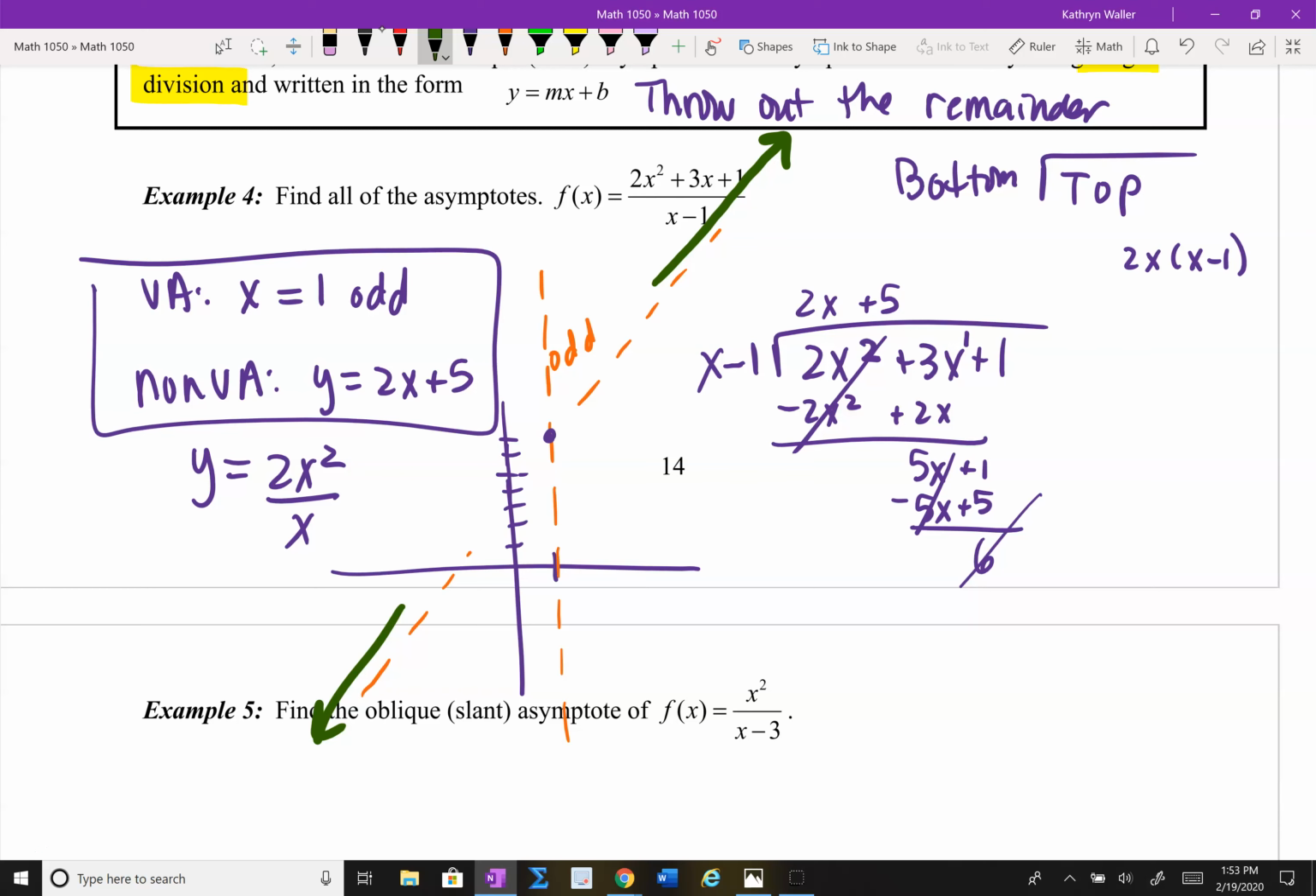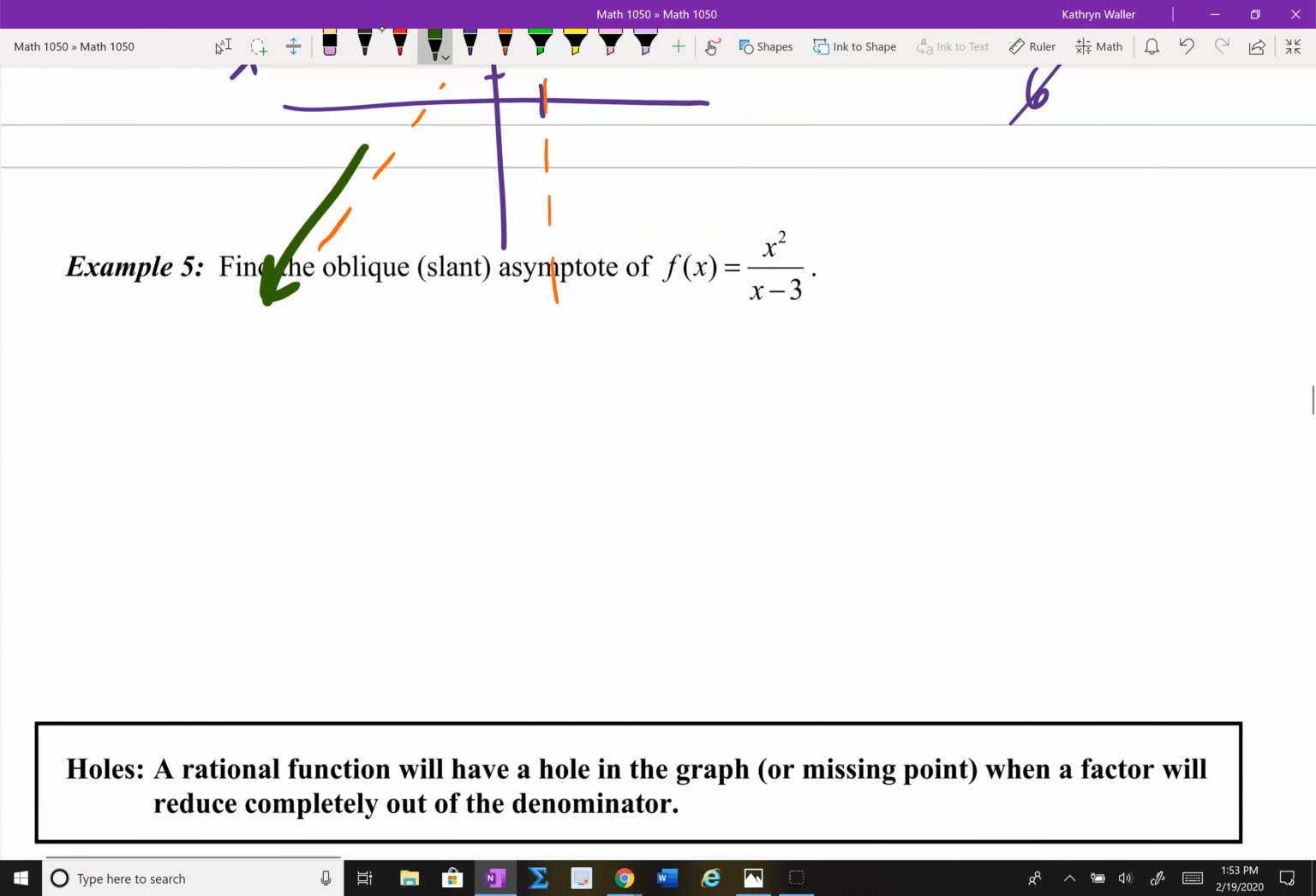Okay. Who says gotcha? Let me see. Okay, great. By the way, we'll wait for a second. Find the oblique or the slant asymptote. We're going to do more. We're going to do vertical asymptote, non-vertical asymptote. That's how they're going to ask you. They won't say find the horizontal, find the oblique. They'll just say non-vertical.